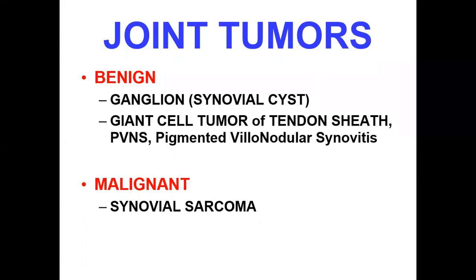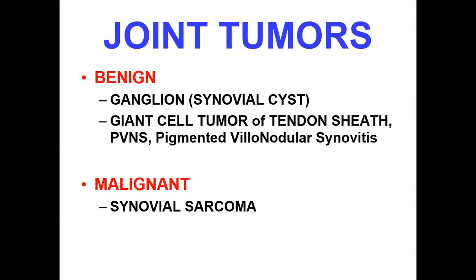Bismillah Rahman Rahim. Today we will discuss the giant tumors and tumor-like conditions. In this, we have two groups, benign and malignant. In the benign, there is ganglion, which is also called synovial cyst, and giant cell tumor of tendon sheath, also called pigmented villonodular synovitis, tenosynovitis. And the malignant one is synovial sarcoma. So these are the tumors of the joint.